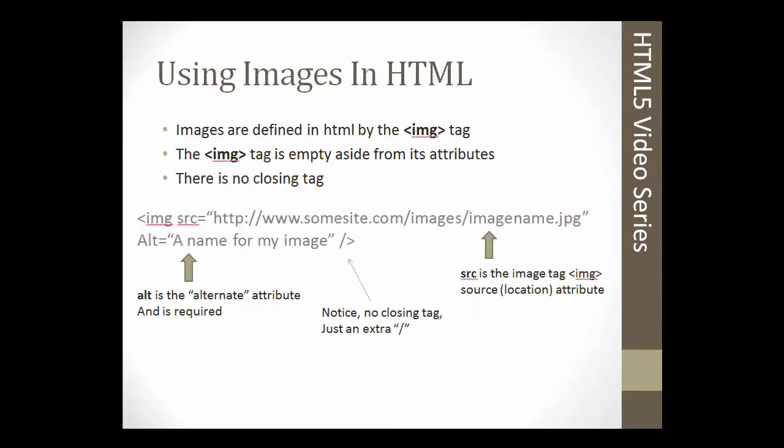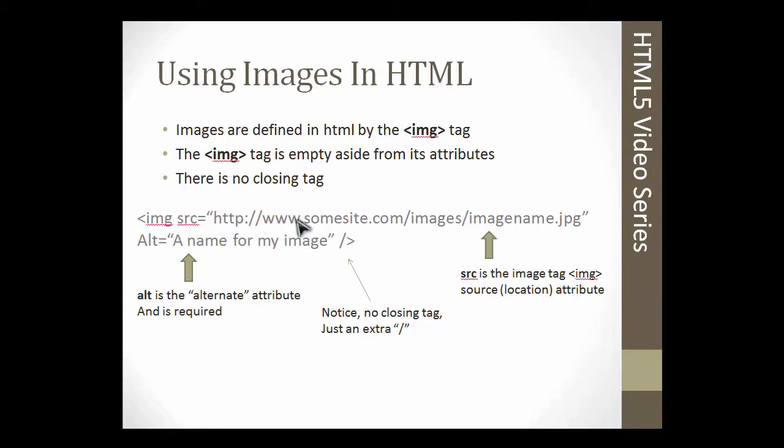And once again, if you're using XHTML, which is not covered in this tutorial, this is how you would do it. So images on an HTML page are defined by the image tag, the img tag. And as we talked about in the last slide, the image tag is empty aside from its attributes. There's no content in between, and there's no ending tag. It's strictly just the img with the attributes. And the most important attribute which is needed is the source attribute, which is abbreviated src. And what this does is it points to the physical location of the image you want to display.